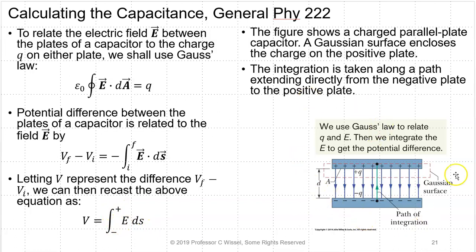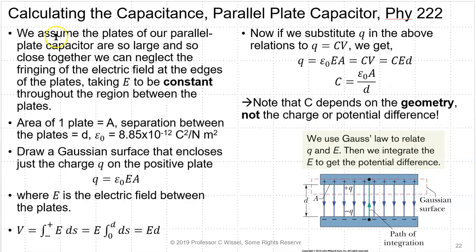The figure here shows a charged parallel plate capacitor. A Gaussian surface, right here, the little dotted line, encloses the charge on the positive plate. We're going to take the integration along this path from the negative plate to the positive plate. That's this green arrow that's pointing upward. We're going to assume that the plates of our parallel plate capacitor are so large and so close together that we can neglect any fringing of the field at the edges of the plates. We're going to take E to be uniform and constant throughout the region between the plates.